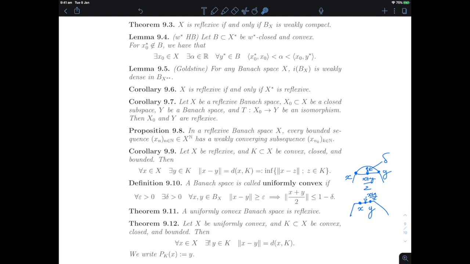So let's prove theorem 9.11. We're going to do that by contradiction. So we're going to pick an x double star in the unit ball of the bidual, and we're going to pick an epsilon such that if I take any x in the unit ball of X, its image through the canonical embedding of the unit ball of X into the unit ball of X double star is reasonably far from x double star, right? So you can do that if the unit ball of X double star is not the image by I of B of X.